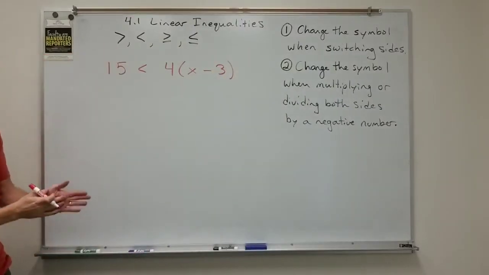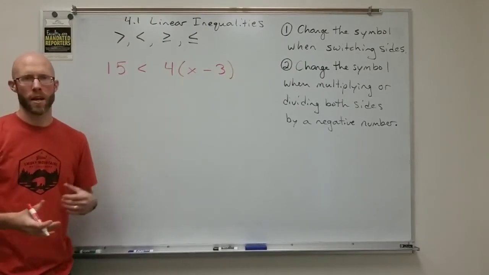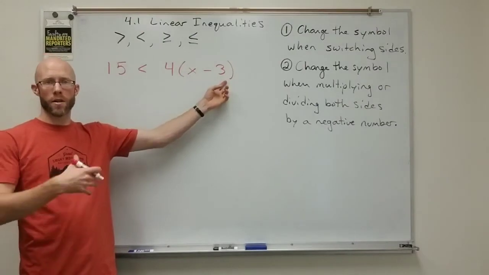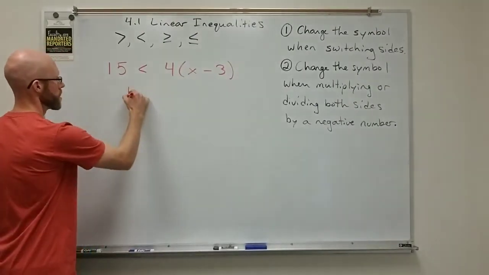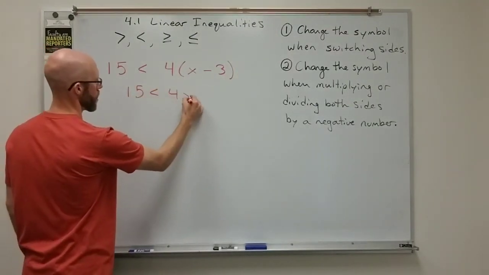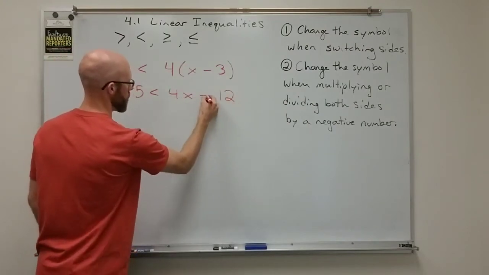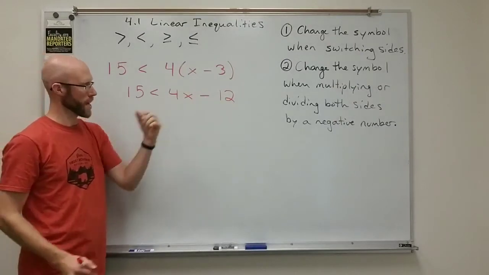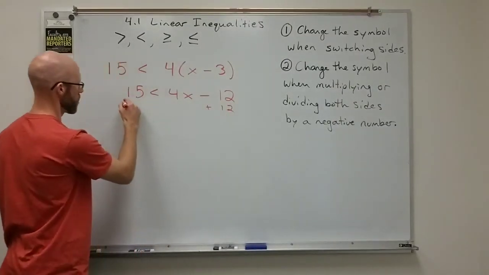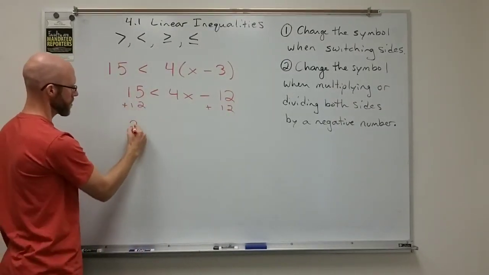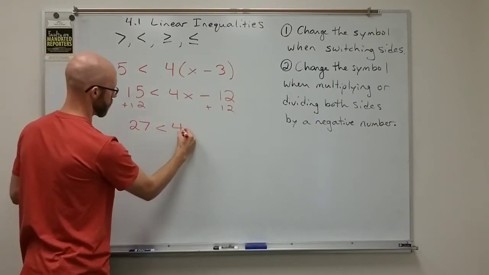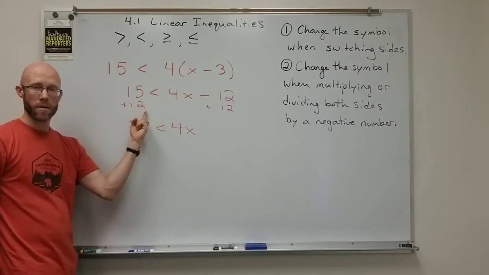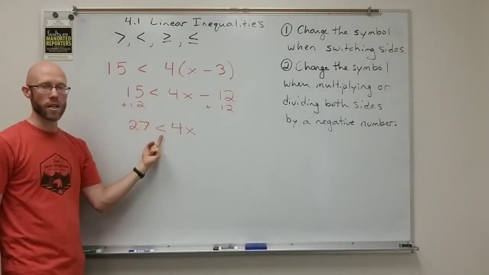Okay, here's 15 is less than 4 times x minus 3. All right, again, I'm going to distribute the 4 to simplify the right-hand side. So 15 is less than 4x minus 12. Then I'm going to isolate the x term, so I'm going to add the 12 to both sides. I get 27 is less than 4x. I can add to both sides and not change the inequality.